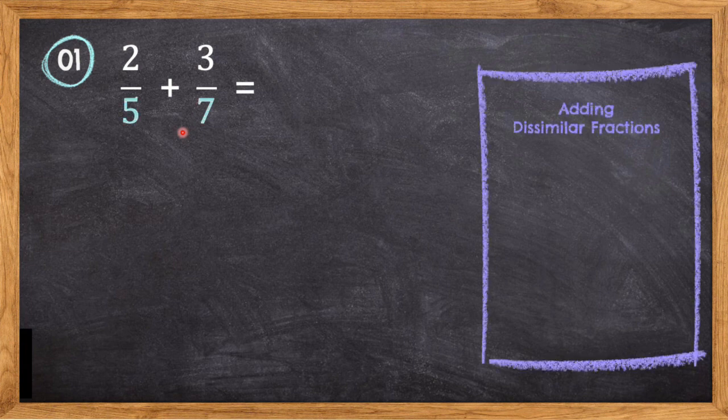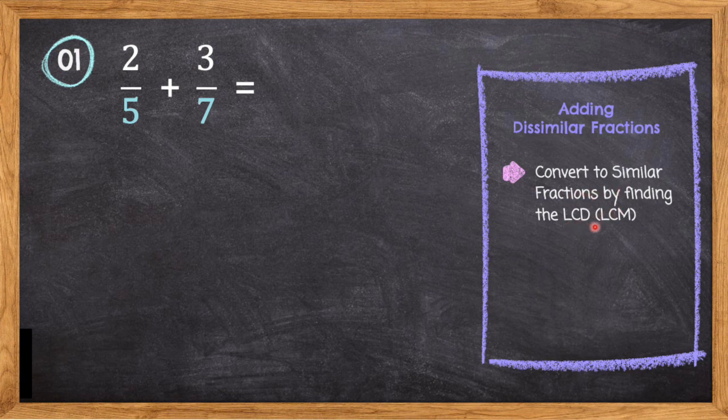Number 1, if we have 2 over 5 plus 3 over 7. So, 5 and 7 ang denominator. Dissimilar, so dili nato siya ma-add directly. Himuon nato siya og steps. First is to convert it to similar fractions by finding the LCD or LCM. So, pangitaon nato ang LCD or LCM sa 5 and 7. Unsaon gani? List lang nato ang iyang multiples.